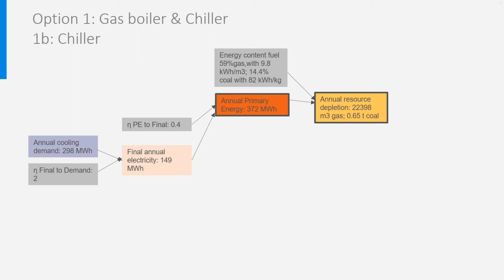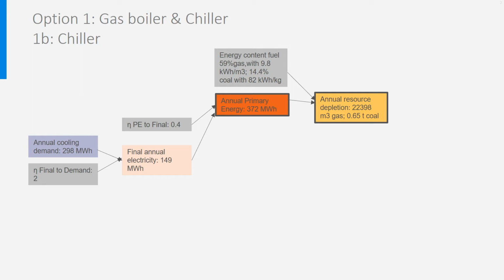59% comes from gas with a heating value of 9.8 kilowatt-hour per cubic meter, and 14% comes from coal with a heating value of 19.6 megajoule per kilogram. We neglect the 1% oil here, and the remaining part is sustainably produced, and we assume the same efficiency of 0.4 for all power plants. This leads to the depletion of more than 22,000 cubic meter gas and 0.6 ton coal.